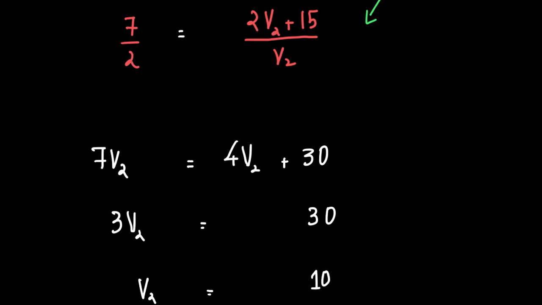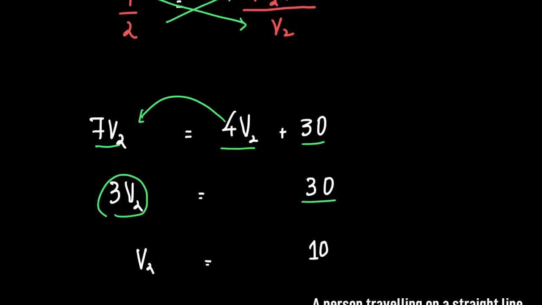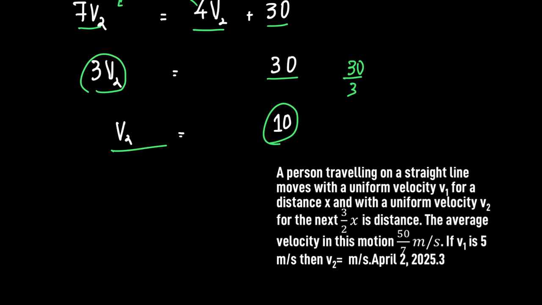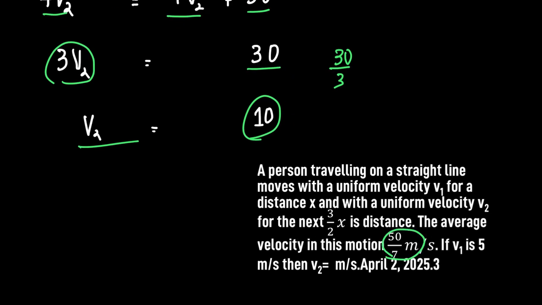Now, this further gives us 7 by 2 is equal to 2v2 plus 15 by v2. Cross multiplying this, we get 7v2 is equal to 4v2 plus 30. 4v2 to the other side, 7 minus 4v2, which is 3v2 is equal to 30, which gives v2 is equal to 30 divided by 3, which is 10. And therefore, the answer: the average velocity in this motion is 15 meter per second. If v1 is 5 meter per second, then v2 is 10 meter per second.